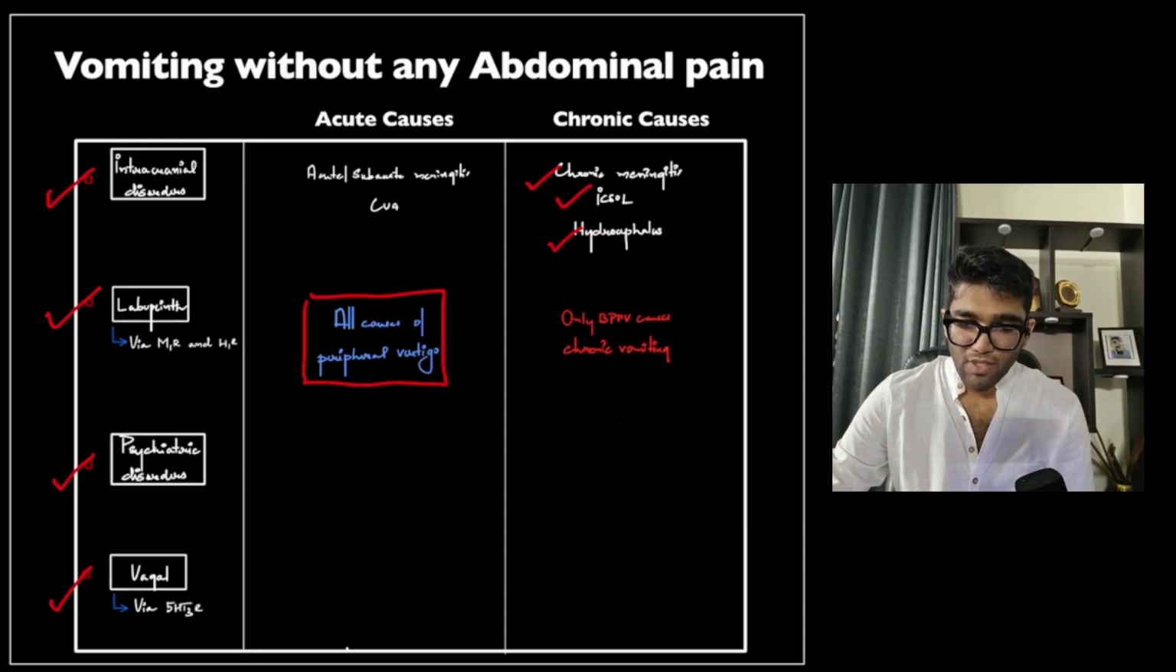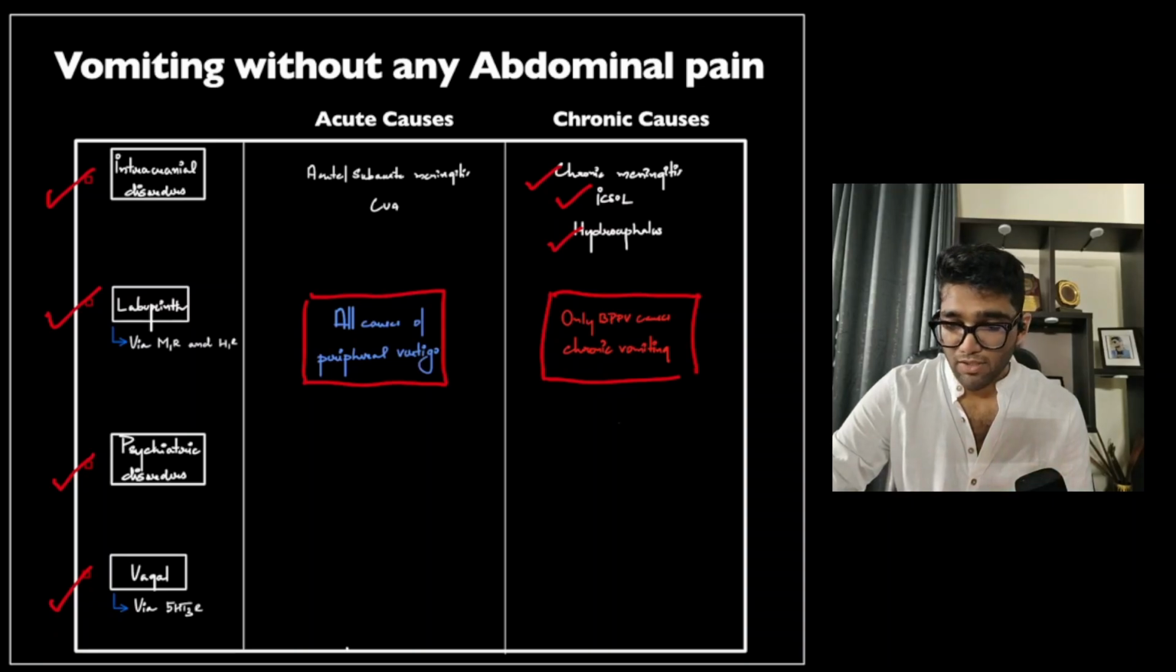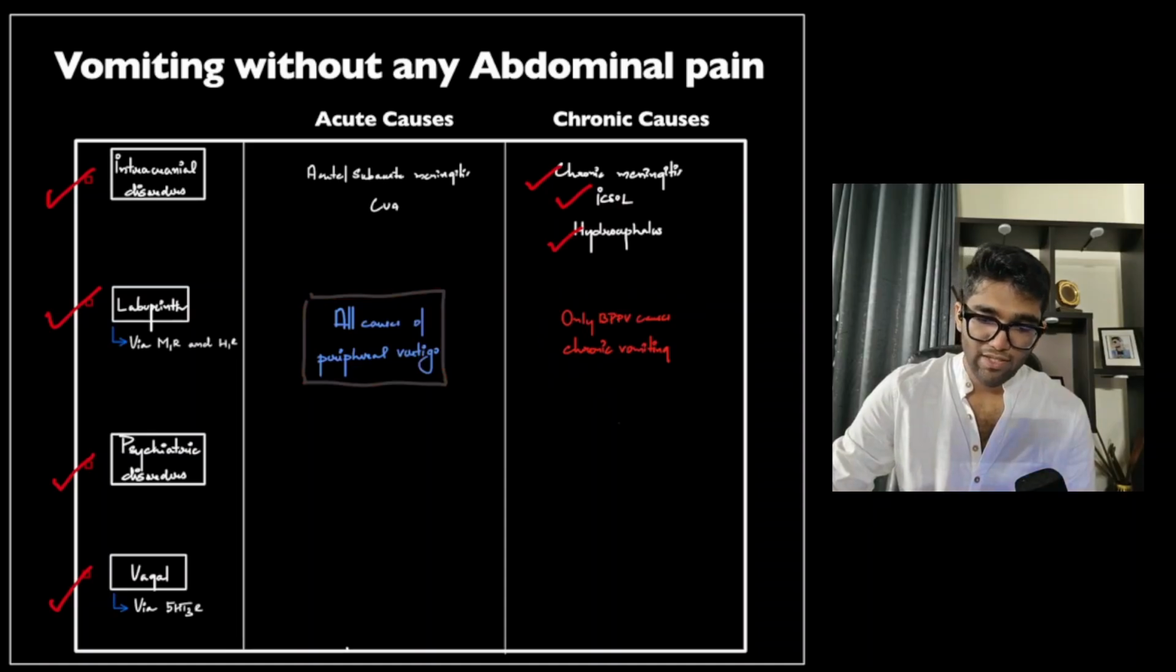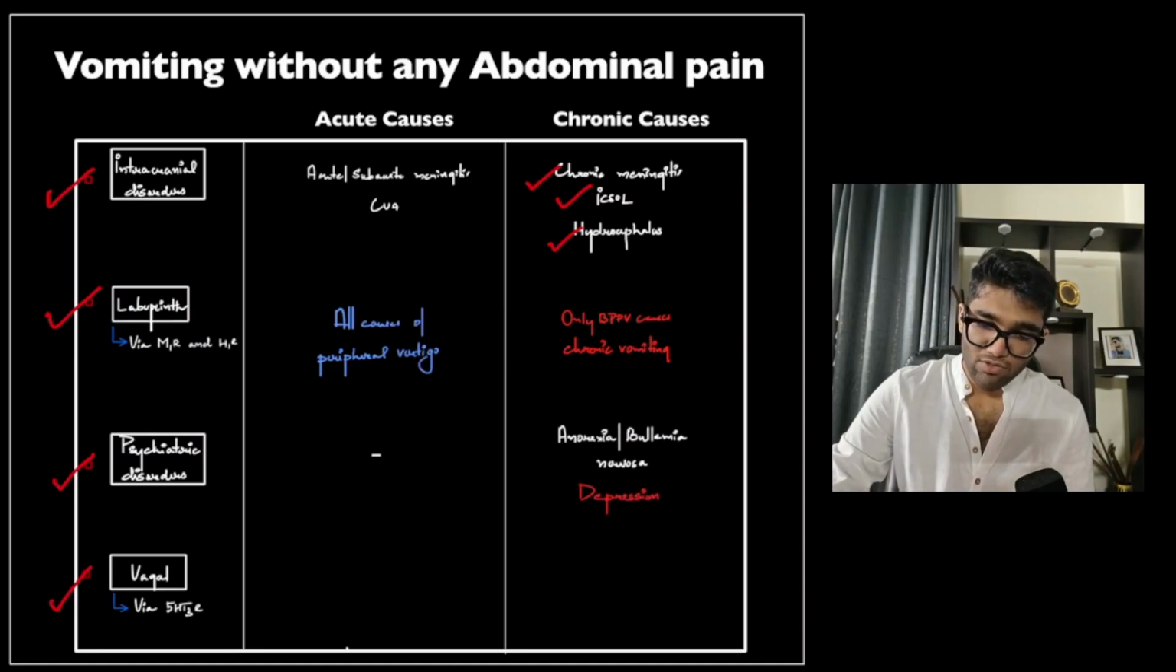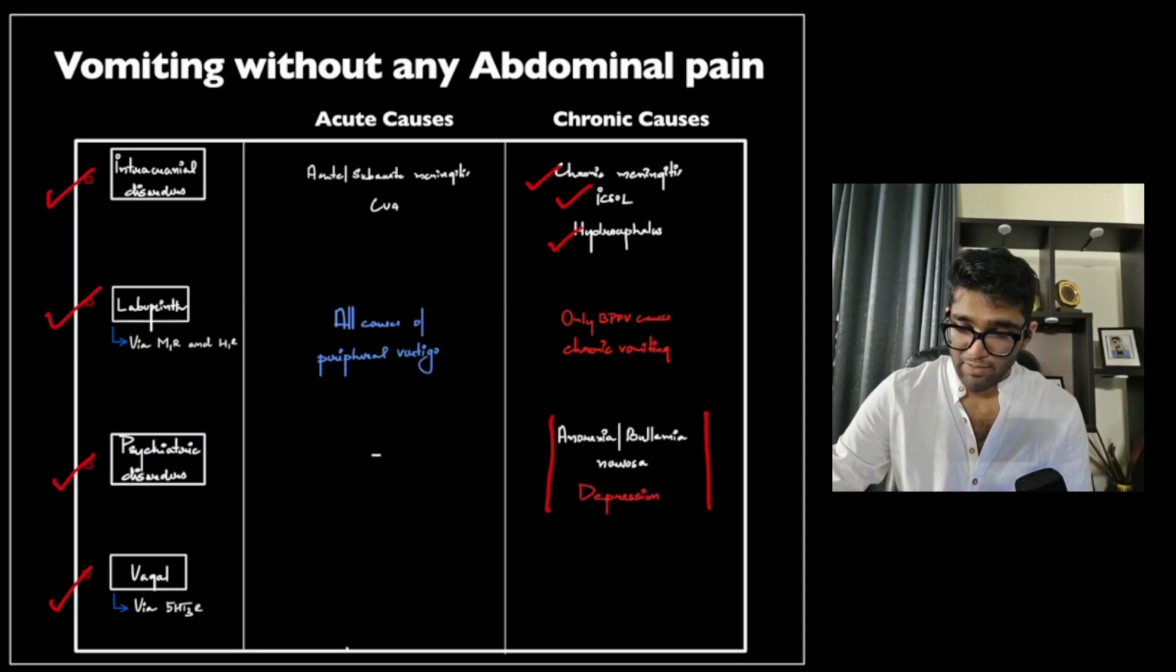Now, the only cause of vestibular apparatus that causes chronic vomiting is benign paroxysmal vertigo. So that is the only cause that causes chronic. In acute, all other causes of labyrinthine activation are acute. Then psychiatric disorders typically cause chronic vomiting. That would include anorexia or bulimia nervosa and depression. Again, if you're suspecting this, refer the patient to a psychiatric care provider.